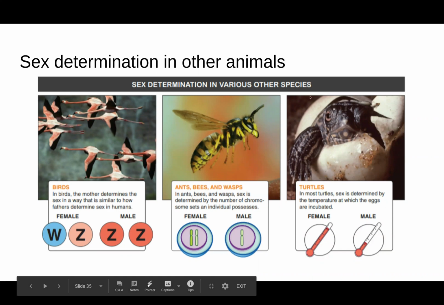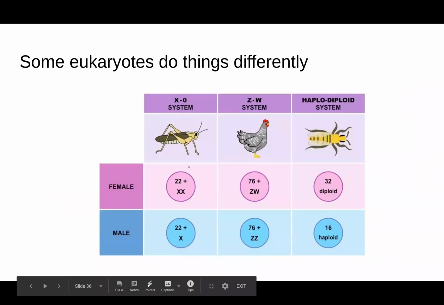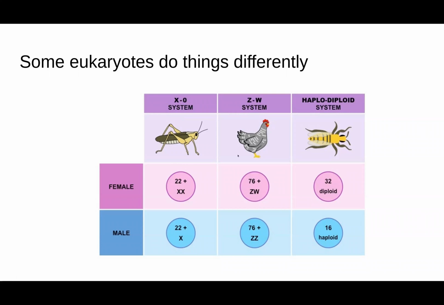And then finally we have the turtles, and the turtles are reliant not on chromosomes, but on temperature. So hot eggs turn out to be female, cold eggs turn out to be male. And there are some other systems in insects and chickens and stuff like that. So there are other types of systems out there, but these are the most common ones overall.